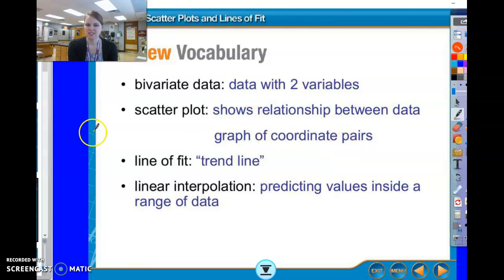Alright, next thing is a line of fit, or you might hear line of best fit. So on a scatter plot, a line of best fit would also be called a trend line. So those are synonyms. You might hear either one. We're also going to do some linear interpolation and extrapolation today. So interpolation means predicting values inside a range of data.